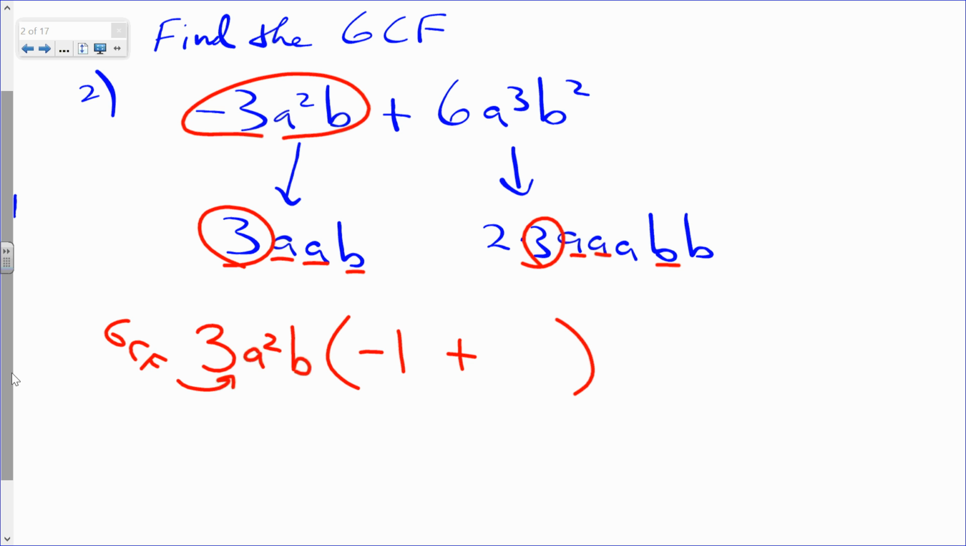3A squared B times what is going to be 6A to the third B squared? Careful, 2 what? 2A what else? Look at whatever's left over that we didn't underline; that is what's going to be right there. 2AB here. I didn't underline that, I didn't underline that A, and I didn't underline that B. It'll be 2AB right here. We're done. That's your answer. This is my factored expression here: 3A squared B times the quantity, parentheses, negative 1 plus 2AB.